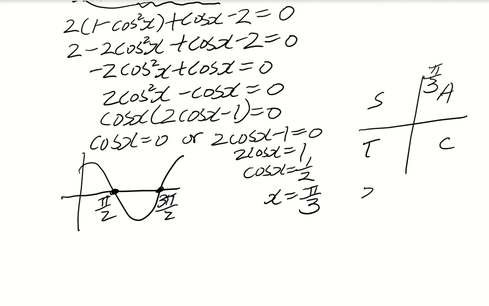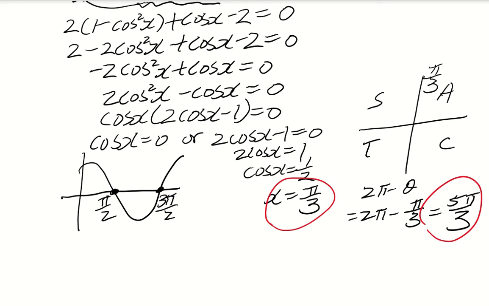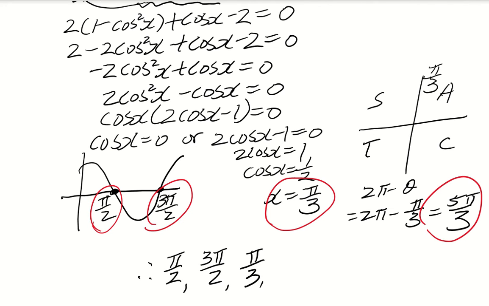The fourth quadrant is 2 pi minus theta, which means 2 pi minus pi on 3, which will give me 5 pi on 3. Therefore, our final answer is pi on 3, 5 pi on 3, and these two answers here. So I'm just going to write down a final conclusion. Therefore, the final answer to this particular question is pi on 2, 3 pi on 2, pi on 3, and 5 pi on 3.